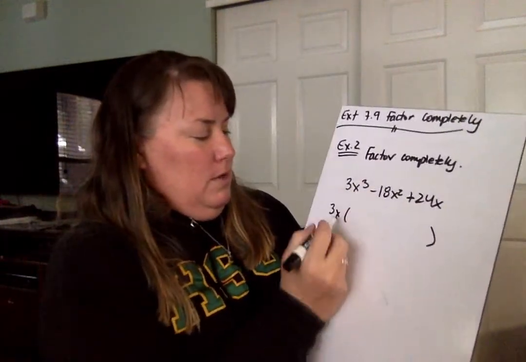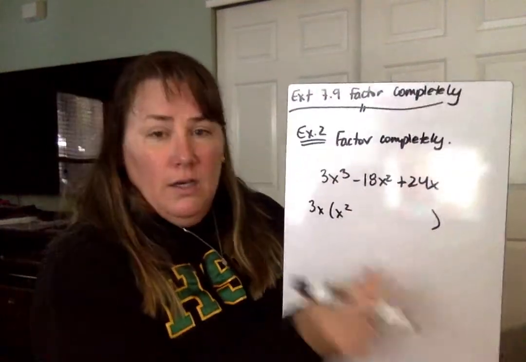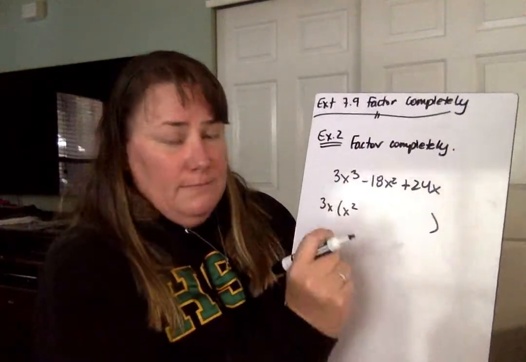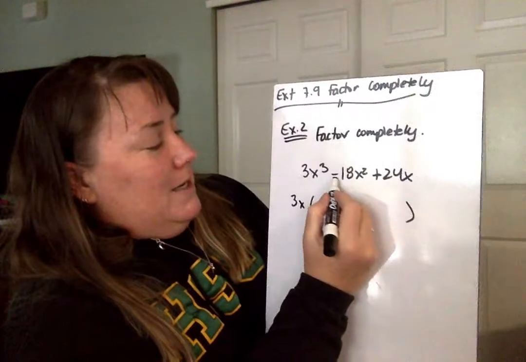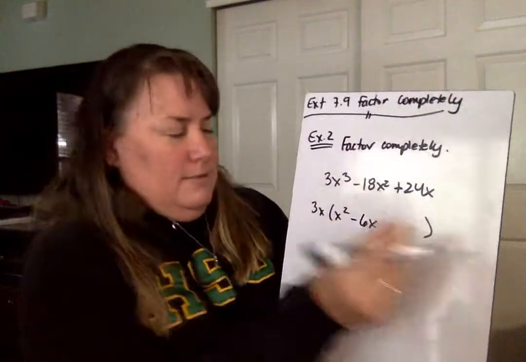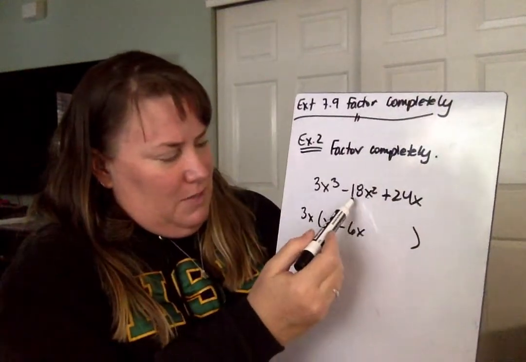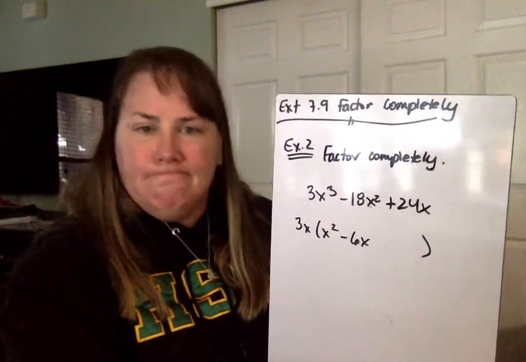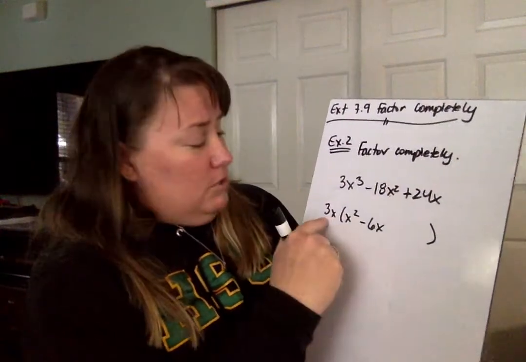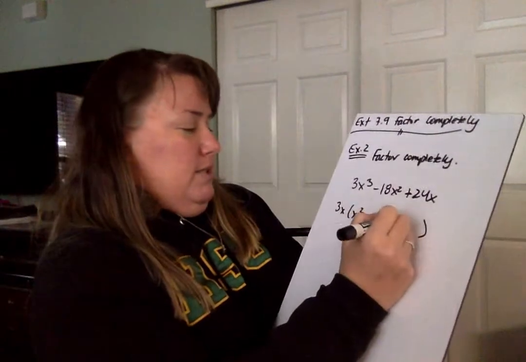All right. 3x times something here gets me 3x cubed. And that is x squared. If you are questioning it, make sure you multiply this out, which I do get that. Here comes the other way of saying it. Negative 18x squared divided by 3x, so negative 6x. If you don't like the way I say it in division, say 3x times negative 6x gets me negative 18x squared. And then 24x divided by 3x, also known as 3x times something here gets me 24x, which is plus 8.